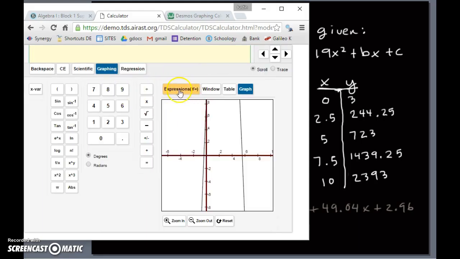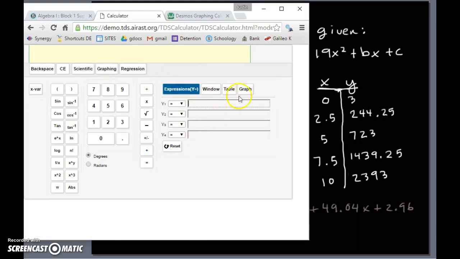So I'm going to go over here, go to expressions, clear the one that we typed in, and then I'll type in the new one. So we've got 19x squared plus 49.04x plus 2.96, and then I can hit graph.